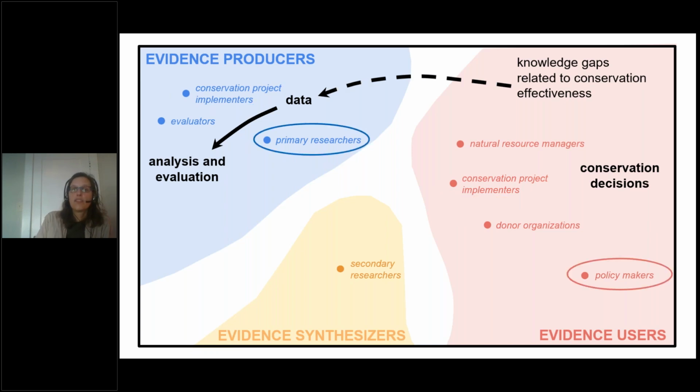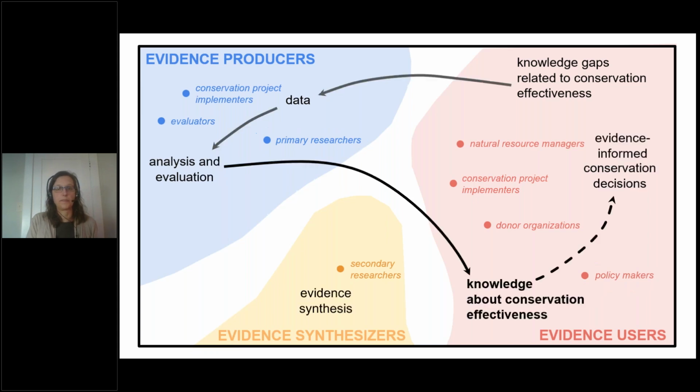But we also have situations in which evidence users must rely on other actors to produce evidence aligned with their information needs. In this situation, users may require additional mechanisms to align the outputs of evidence producers with their information needs. Sometimes the evidence being generated feeds directly back into decision-making. For example, a donor organization might monitor and evaluate their projects to adjust and adapt their investments at the portfolio level.